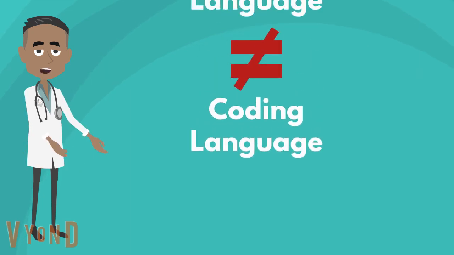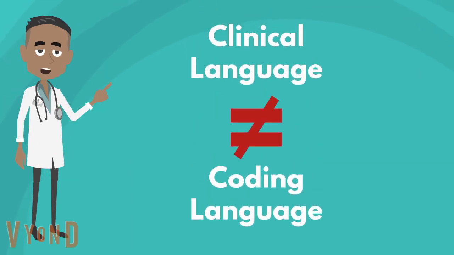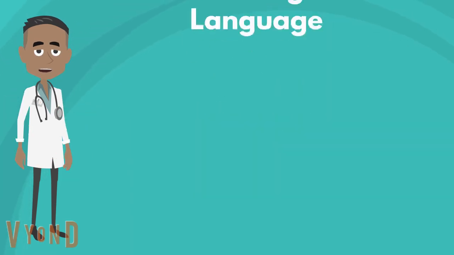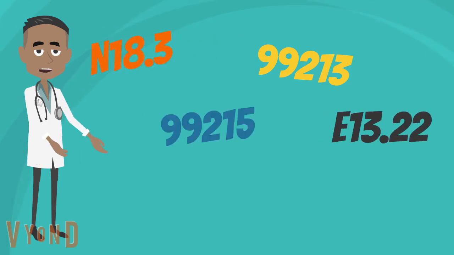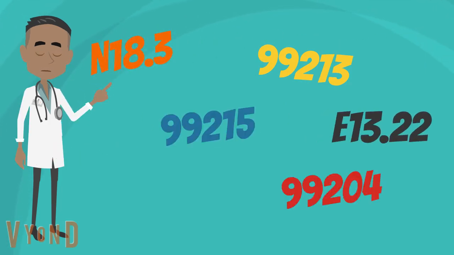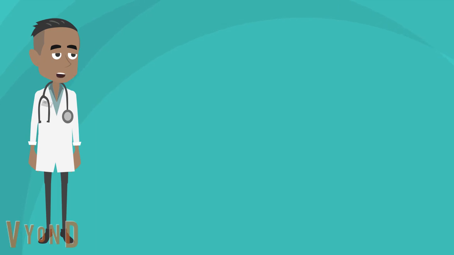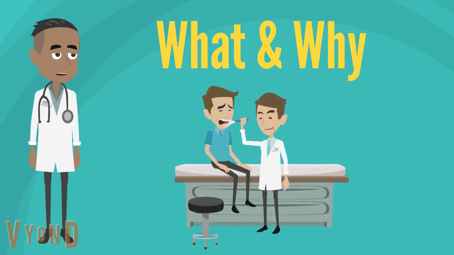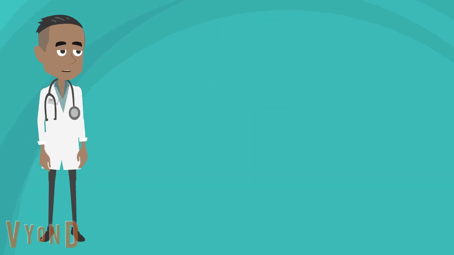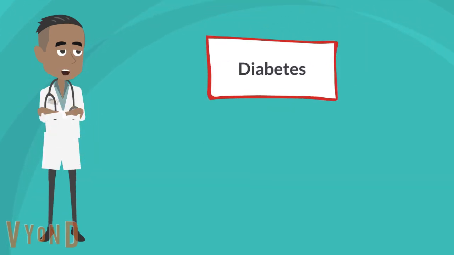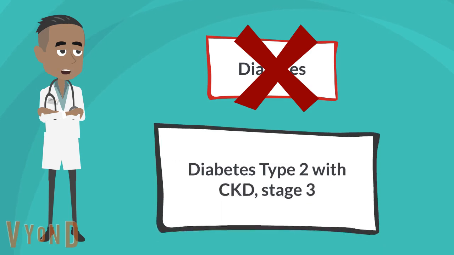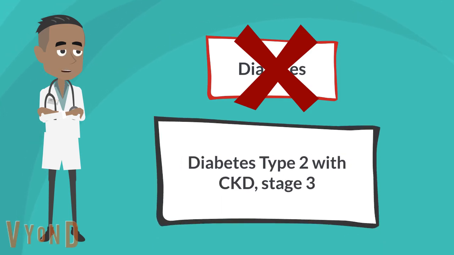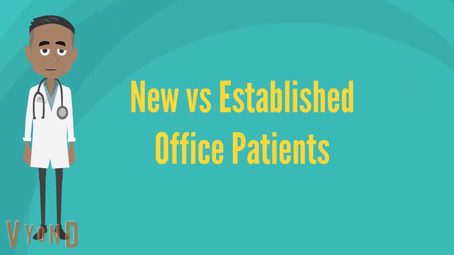It's important to understand that clinical language is not the same as coding language. Your clinical visit will be translated into an alphanumeric code for billing and reimbursement. Why do we need these alphanumeric codes for each patient encounter? The codes represent what you did and why you did it. Insufficient documentation and coding can result in an inaccurate picture of the patient's clinical condition and can affect future patient care. Let's discuss new versus established patients.